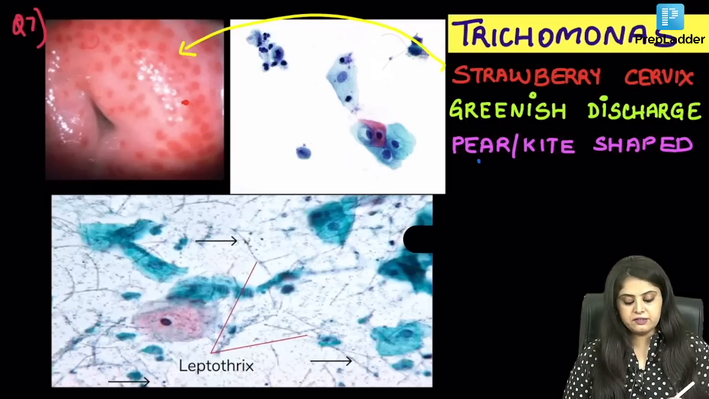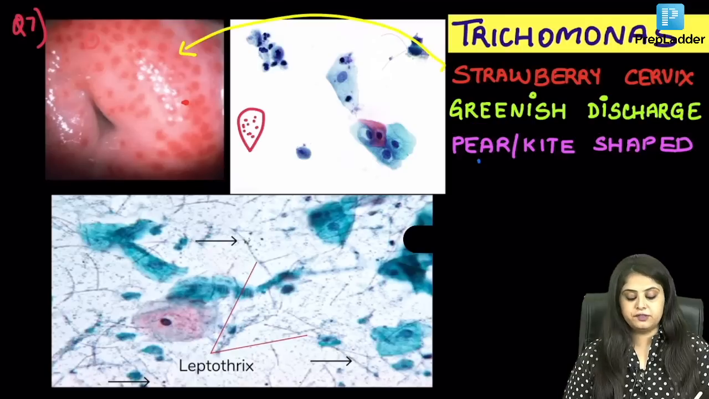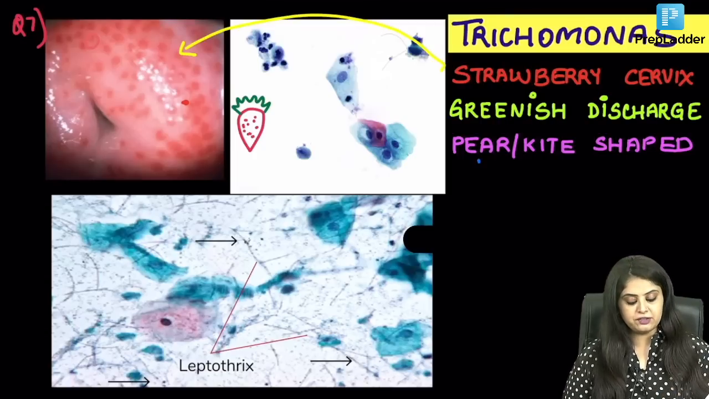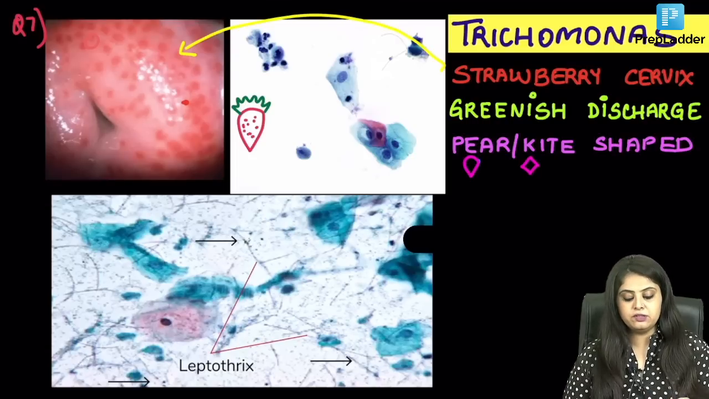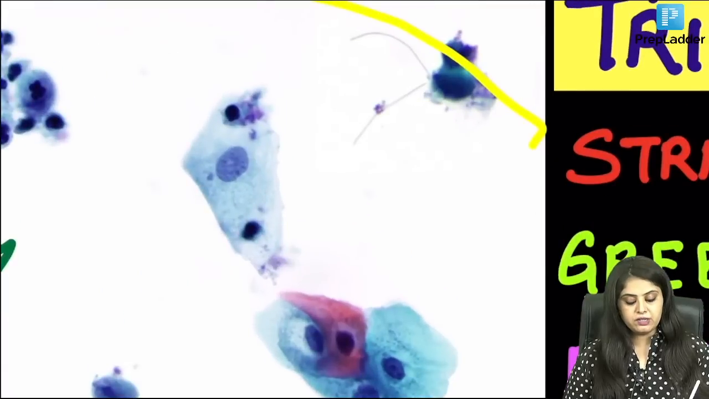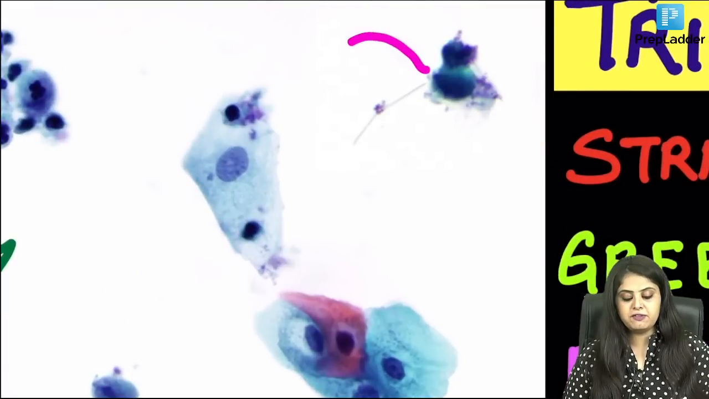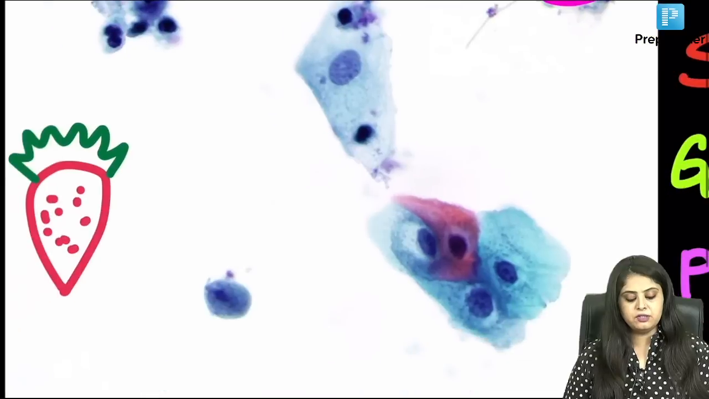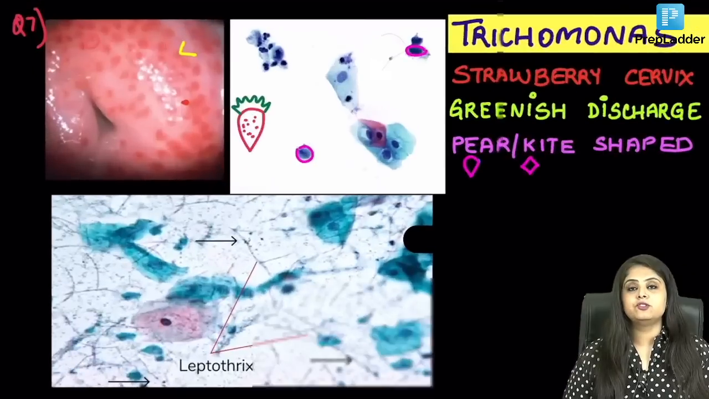How we've learnt it is that whenever you draw a strawberry, firstly the strawberry is how the strawberry cervix looks like, and on top of the strawberry there are green color leaves. So you will say the greenish color discharge happens. That is trichomonas. Now how does trichomonas look like? Either it is a pear-shaped organism or it is a kite-shaped organism. If you now zoom into this picture, you will notice that there is one organism from which some flagella or a thread is coming out. So that could be a pear-shaped organism. This over here is also looking like a pear-shaped organism. So pear-shaped organism is trichomonas.